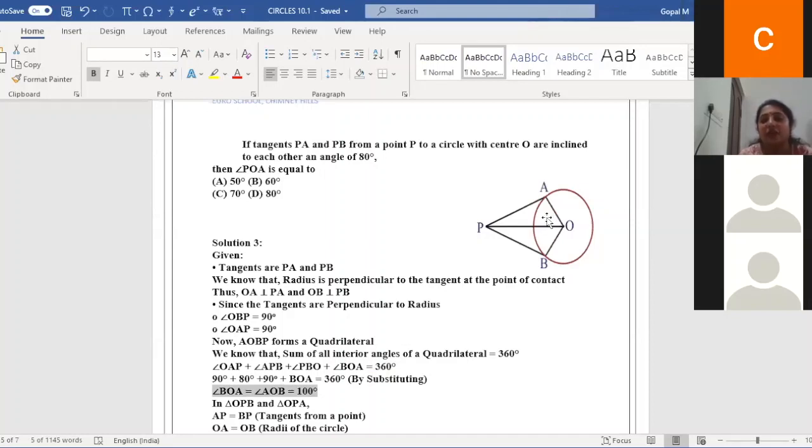Next, if it is a multiple choice, you can directly say this is 50 and 50, because already we proved this using the RHS rule. These two triangles are congruent. Clear, children? Already we proved these two triangles are congruent, so angle POA is equal to angle POB. You can take and prove.